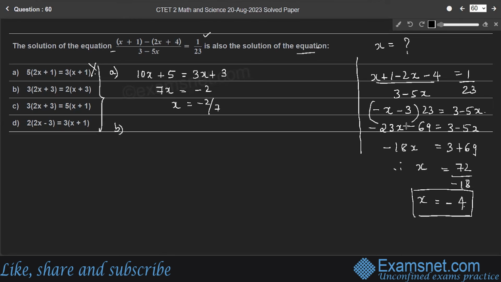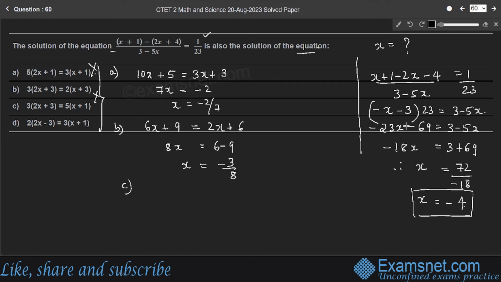Consider option B. So 3 into (2x plus 3) becomes 6x plus 9 is equal to 2 into (x plus 3), which is 2x plus 6. So 6x minus 2x is 8x is equal to 6 minus 9, which is minus 3. So you won't get x as minus 4, you'll get minus 3 by 8. So option B is not the answer.